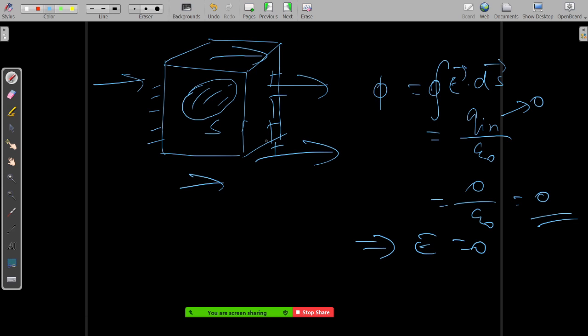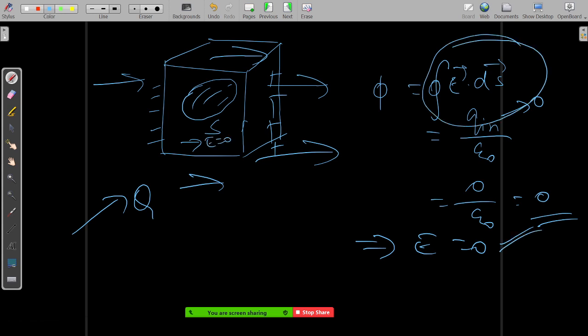So that basically means, whenever you give a charge q to a conductor, that charge q is going to spread out on the surface itself. It is not going inside the conductor. And there will be no electric field also inside a conductor. How is it so? Because you just saw that the flux is equal to zero.